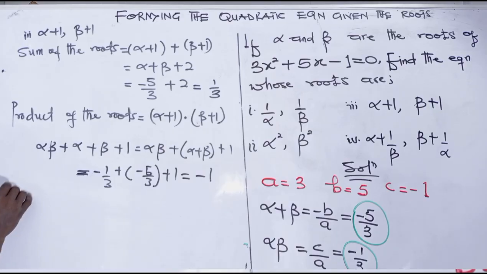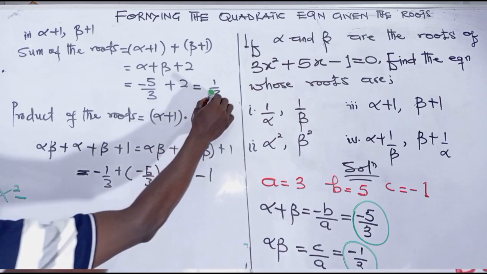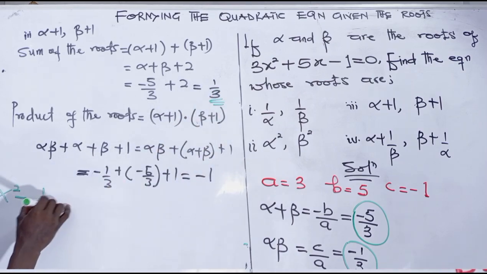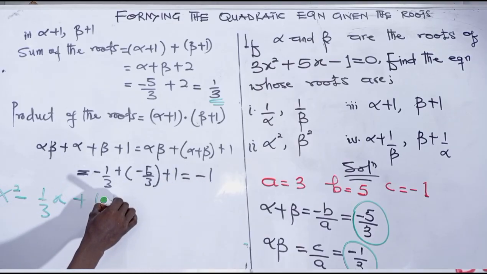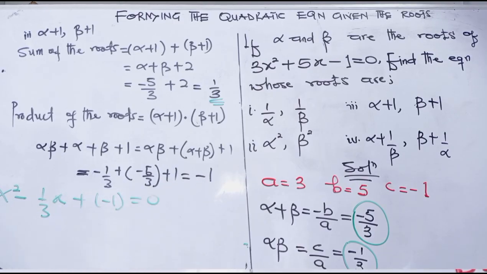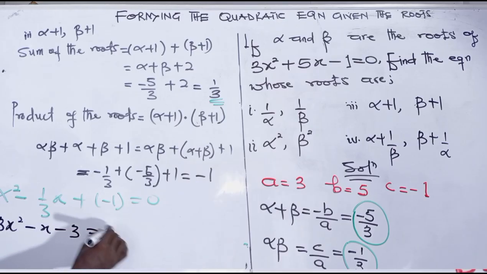So what we are going to do next is to substitute this into the formulas. We are going to have x squared minus sum of the root. We have this, 1 over 3 x, and then product of the root we have minus 1 is equal to 0. We can simplify further to get 3x squared minus x, and then minus 3 is equal to 0.